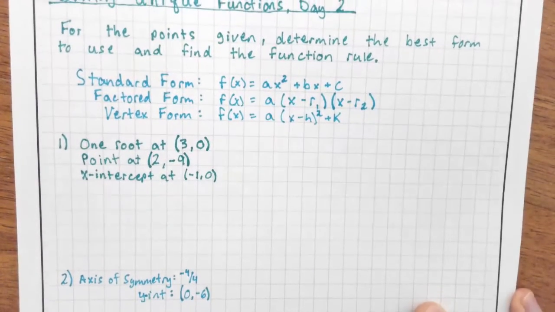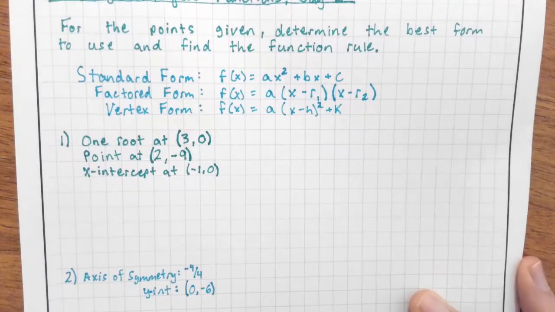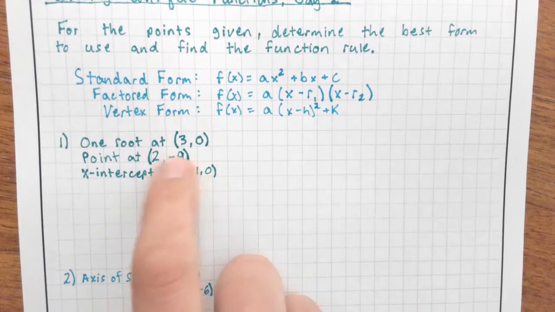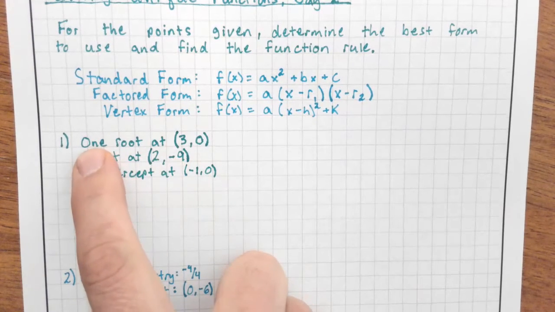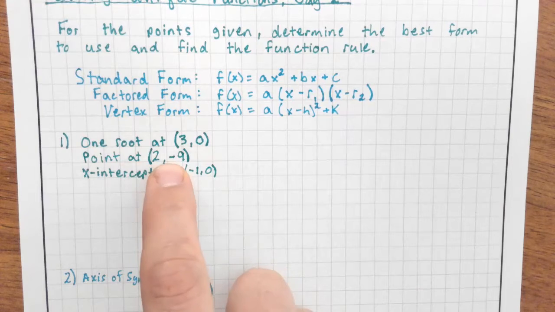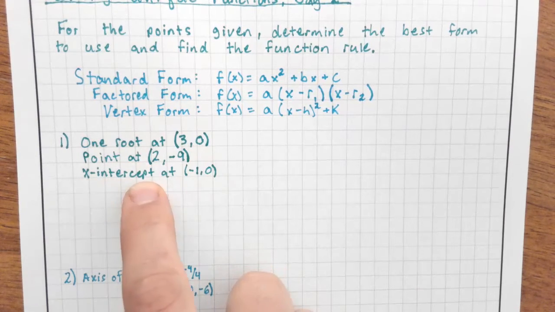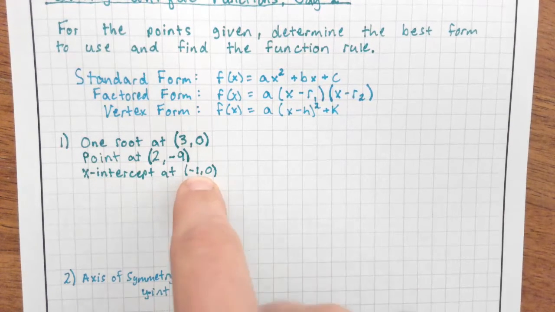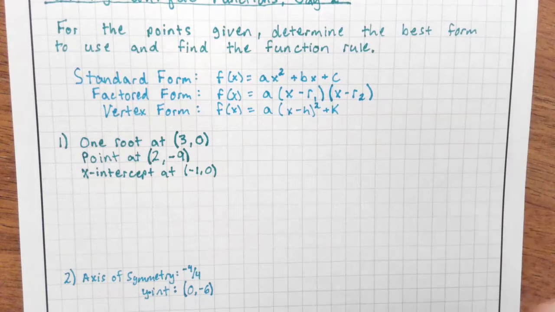So example number one, we are going to try to write the function rule that has a quadratic that passes through a root at 3, 0, a point at 2, -9, and has an x-intercept at -1, 0. A lot going on here.